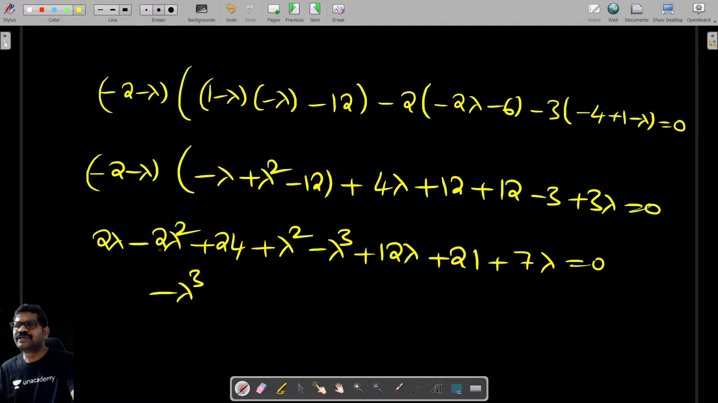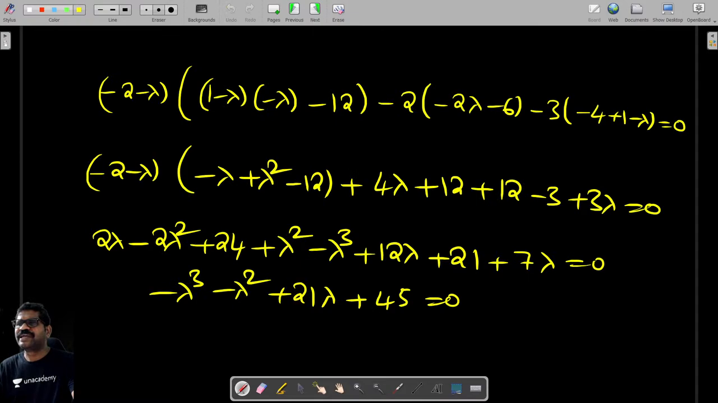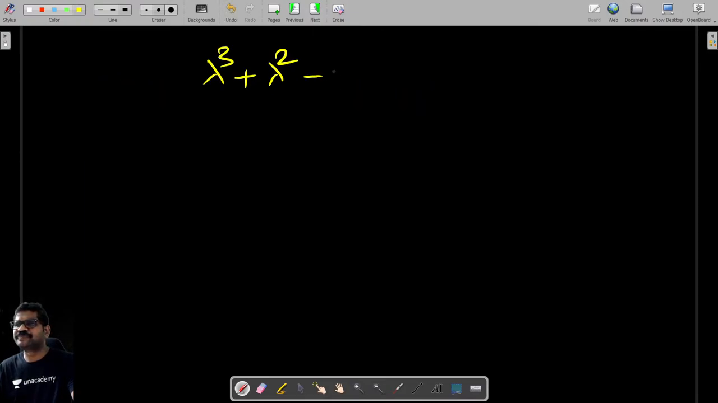minus lambda cube minus 2 lambda square plus lambda square minus lambda square. Now here 12 plus 2, 14 plus 7, 21 lambda. 24 plus 21, 45. So plus 45 equal to 0. From this, you can write lambda cube plus lambda square minus 21 lambda minus 45 equal to 0. We have to find out the roots.